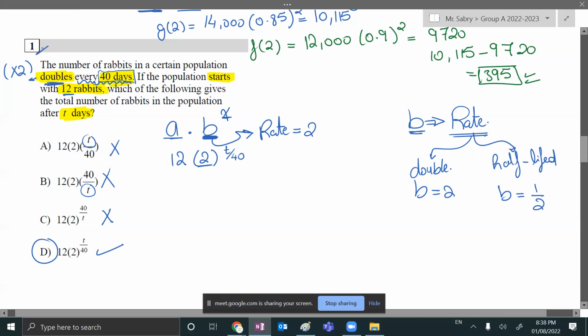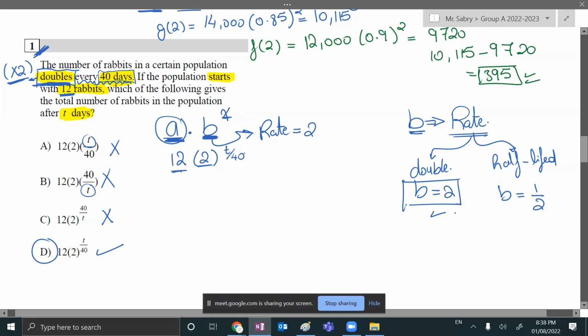In this specific question, it says that the number of rabbits in a certain population doubles every year. Because of that word doubles, we realized that B must be equal to how much, Ali? 2. Does that make sense? Yeah, I got it. Now the A is the initial value. In this case, they said that the population started with 12 rabbits. So I substituted the A with 12, and I said now it's 12 times 2.